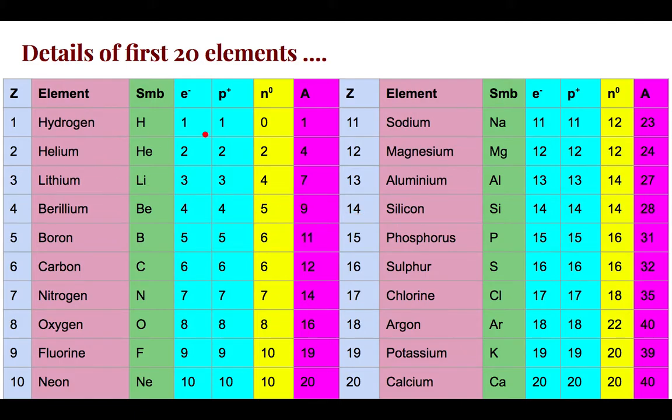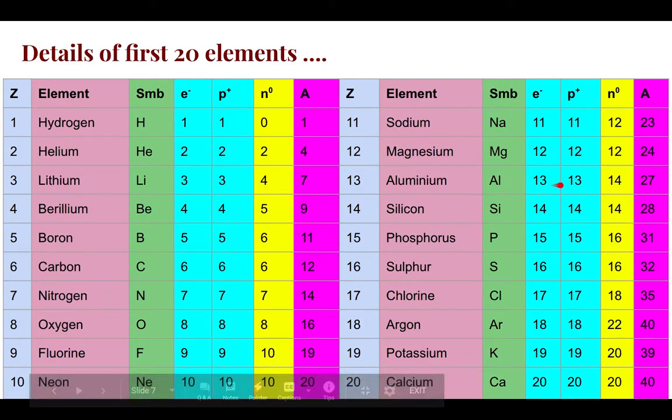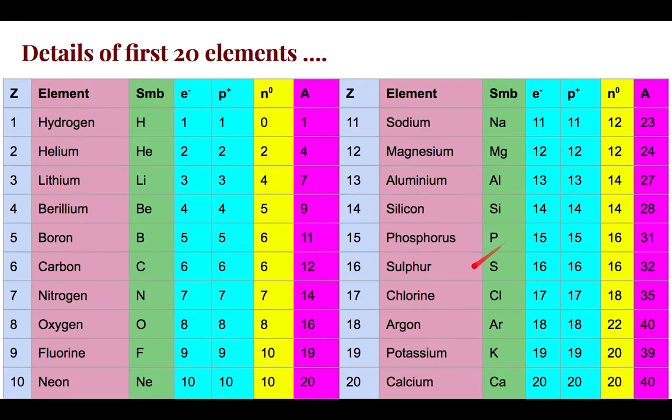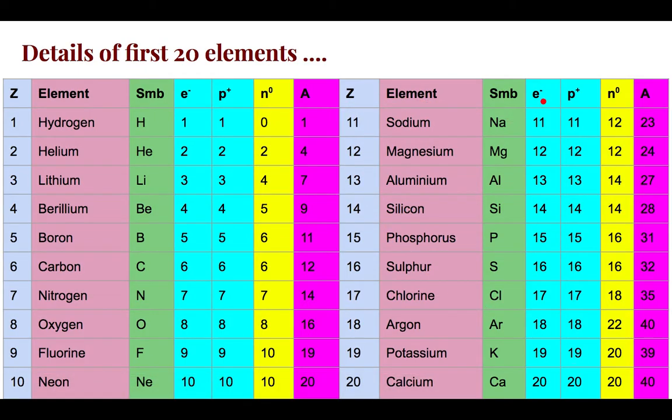What you have to remember is, if you know the atomic number, then you know the electron and proton number because they are all equal. For example, aluminium has atomic number 13, meaning electron also 13, proton also 13. Similarly, potassium: atomic number is 19, meaning electron also 19, proton also 19. So atomic number, electron number and proton number are always equal. But the neutron number can be equal in some cases, and unequal in others.